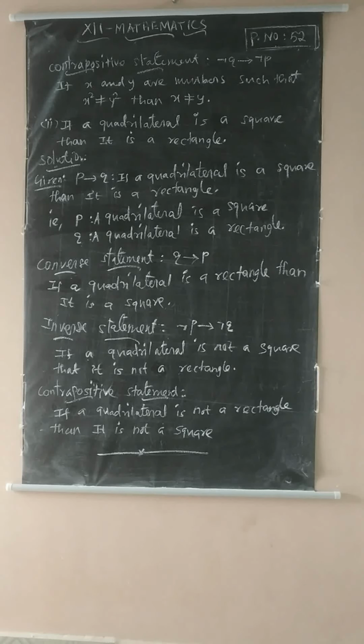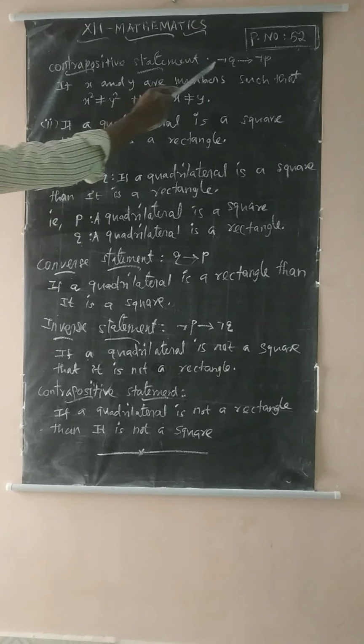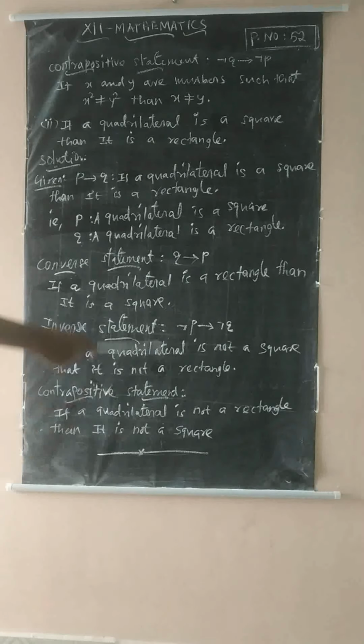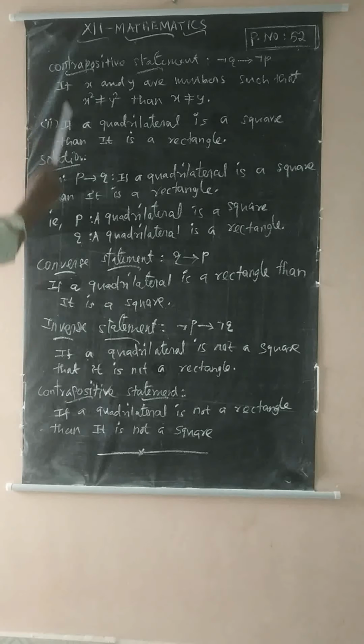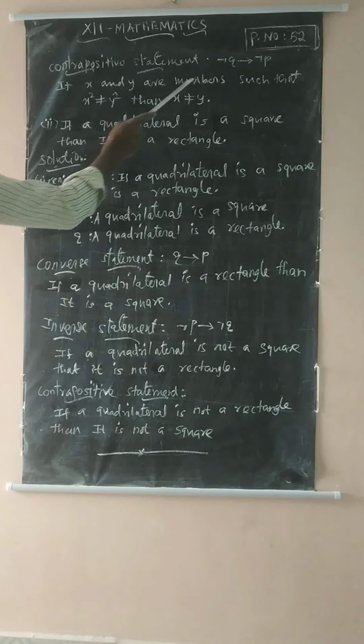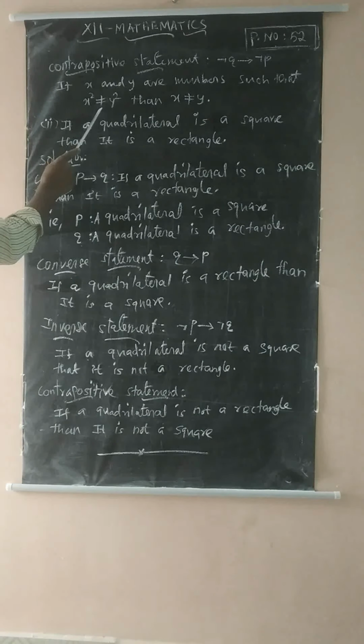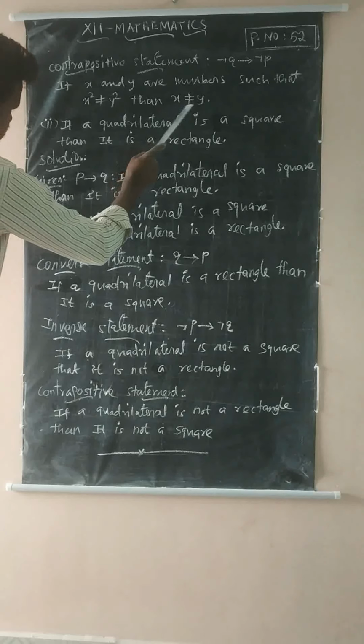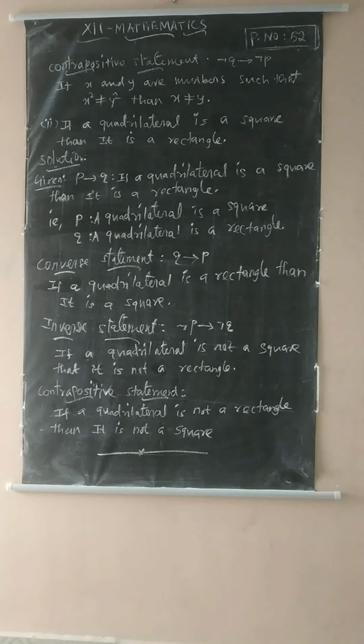Okay, students, now next one, contrapositive statement. Contrapositive means negation Q conditional to negation P. So here already we know Q. Negation Q means x square is not equal to y square. Negation P means x is not equal to y. So if x and y are numbers such that x square is not equal to y square, then x is not equal to y, which is the fifth one, first one.